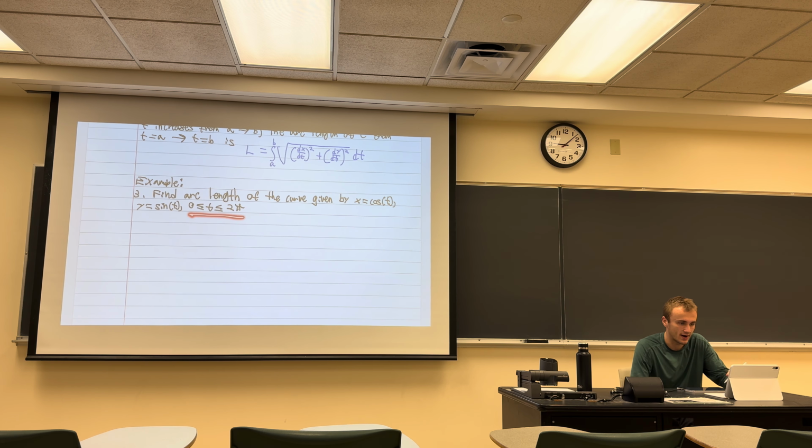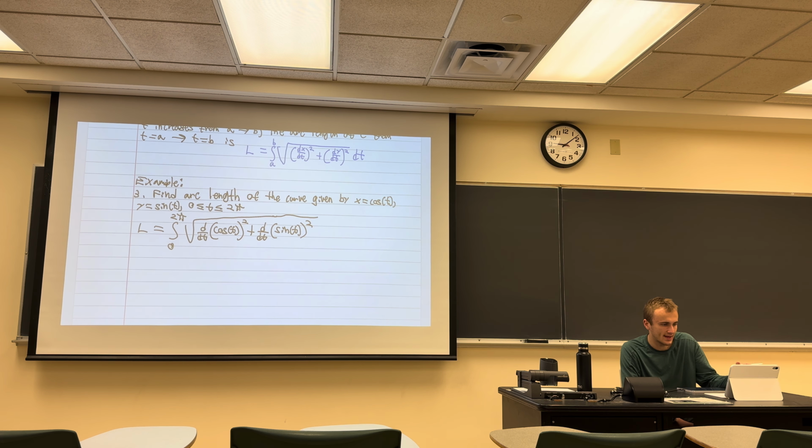So we'll just write here that L, our arc length, equals integral 0 to 2 pi, A to B, of square root of d dt of what's our x, that's cos of t, and then all that is quantity squared, plus d dt of sine of t, and of course that's all quantity squared as well. And then this is dt for our constant integration.